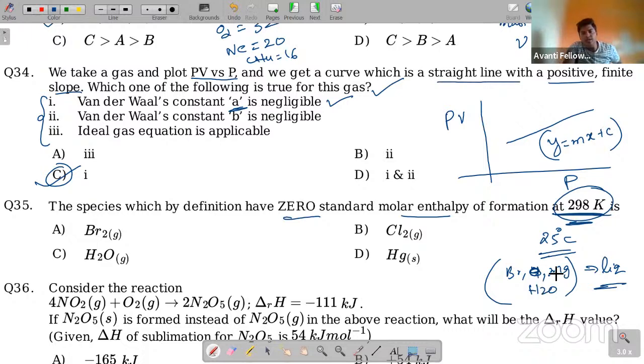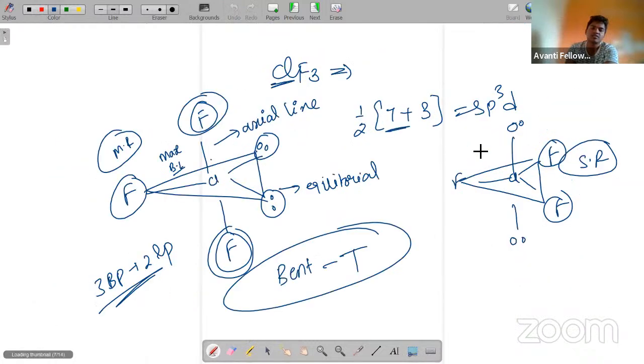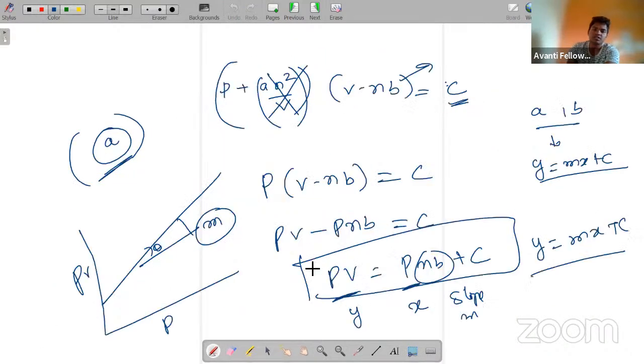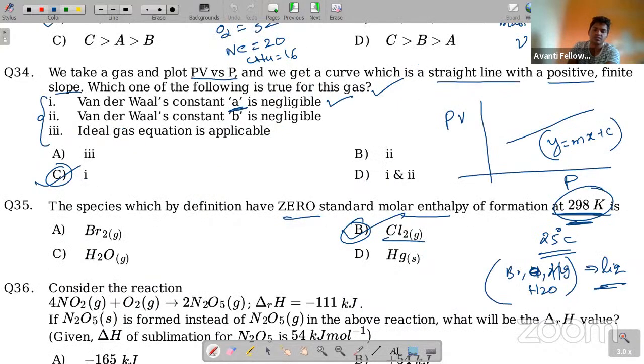Hg is mercury, right? Mercury always exists as a liquid at 25 degrees Celsius. The only element or molecule which can exist as a gas is chlorine. Chlorine can exist in the form of gas. So that is D, Cl2 gas. I hope you guys understand this one. Okay, next, just a minute, I'm going to zoom it out.